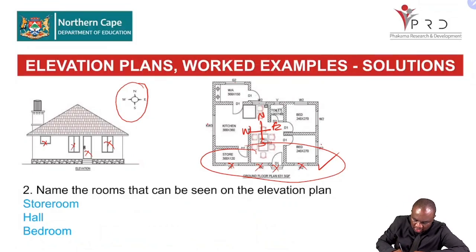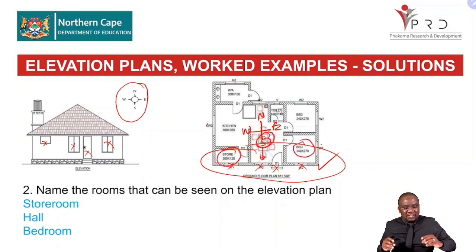And then which one is pointing? This is the south. So it means this is the south elevation. And which rooms are here? We have the storeroom, we have the wall. Sorry, I've written my things on top there. And then we even have this bedroom there. These are the rooms we can see on the elevation plan.